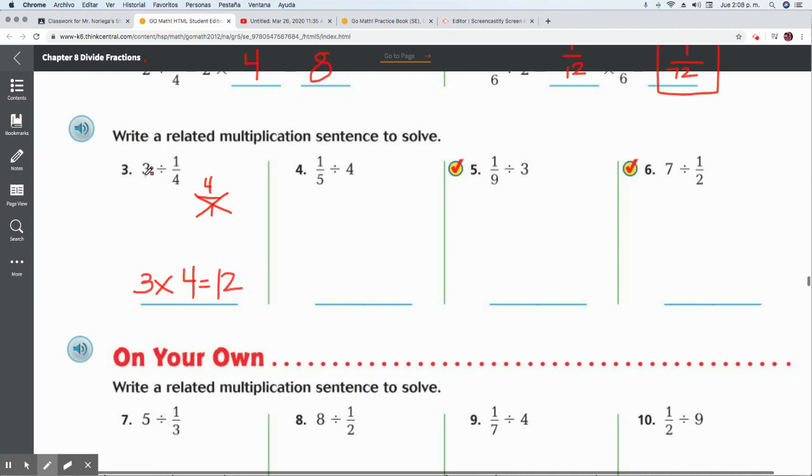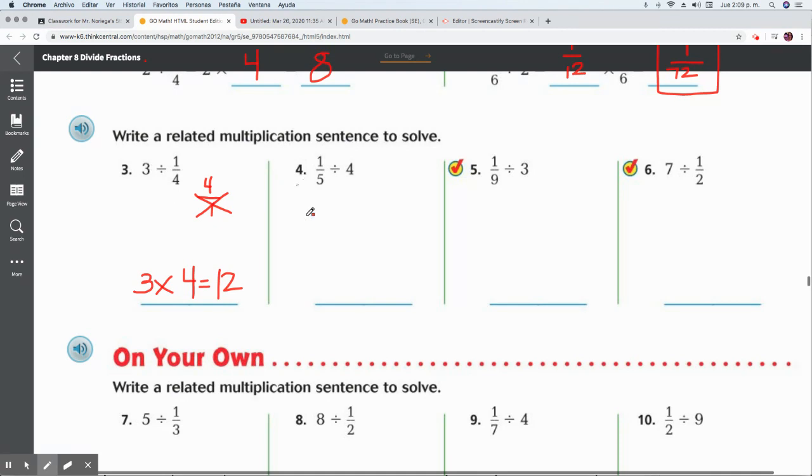When you're dividing a whole number by a fraction, your answer needs to be a whole number greater than your dividend. So if somehow you end up with a fraction as your answer, you have to go back and check. Because again, when you have a whole number divided by a fraction, your answer is a whole number, and it also needs to be greater than your dividend.